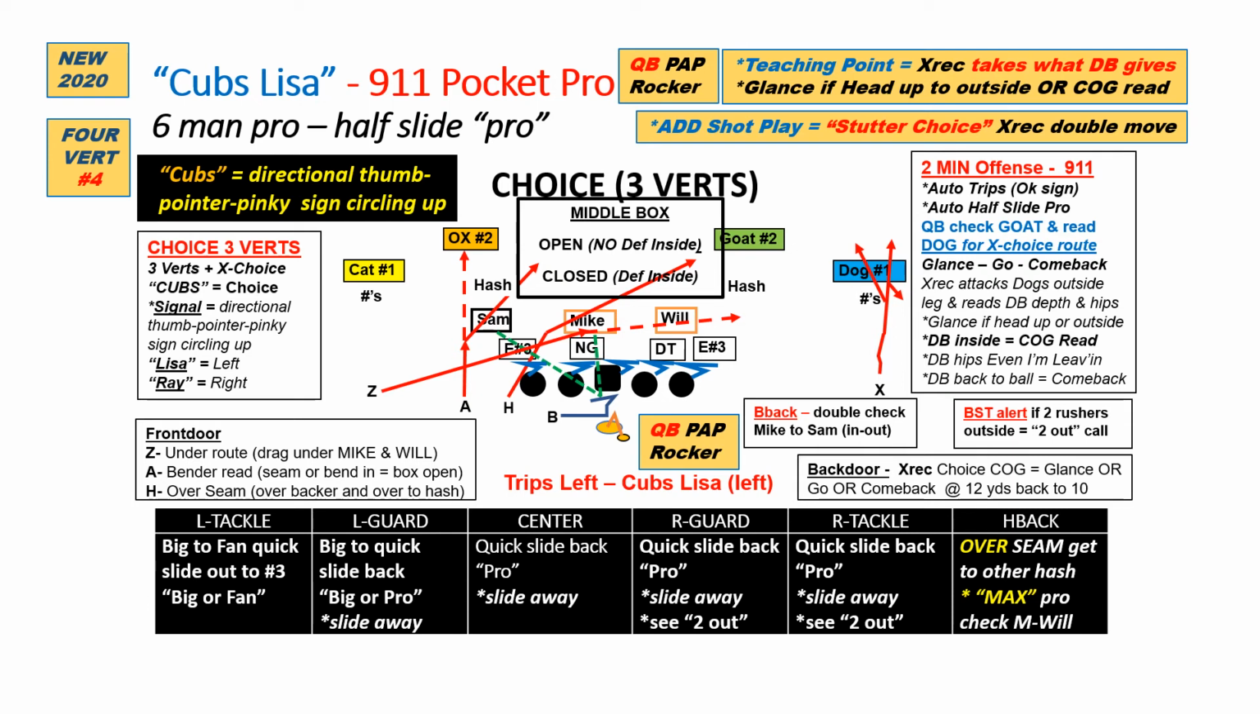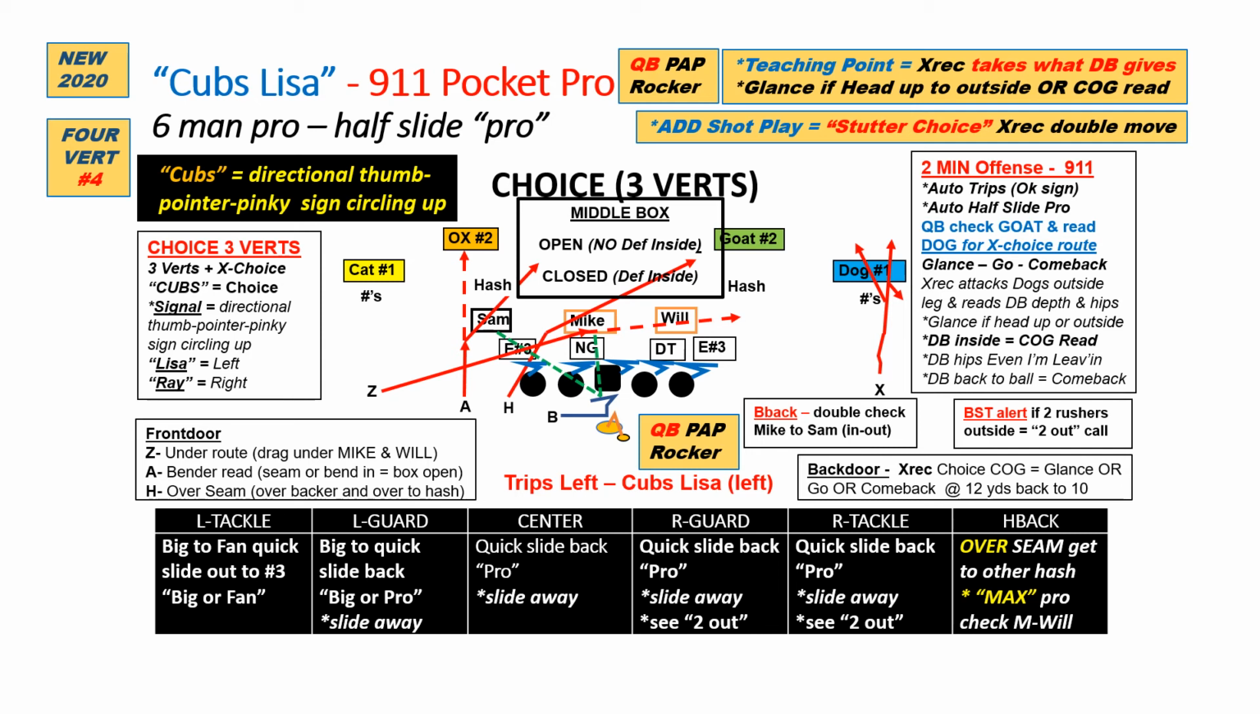Real simple, he's just going to read the alignment of the DB over him. If the DB is inside and up, he'll just go ahead and run his go route. If he's inside and off, he'll run a comeback. If he's off or up, but on the outside, then he'll run his glance route, six steps, skinny slant.